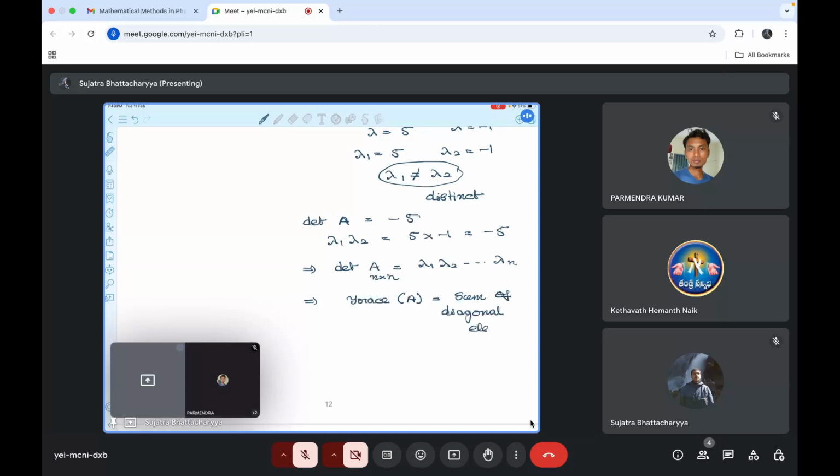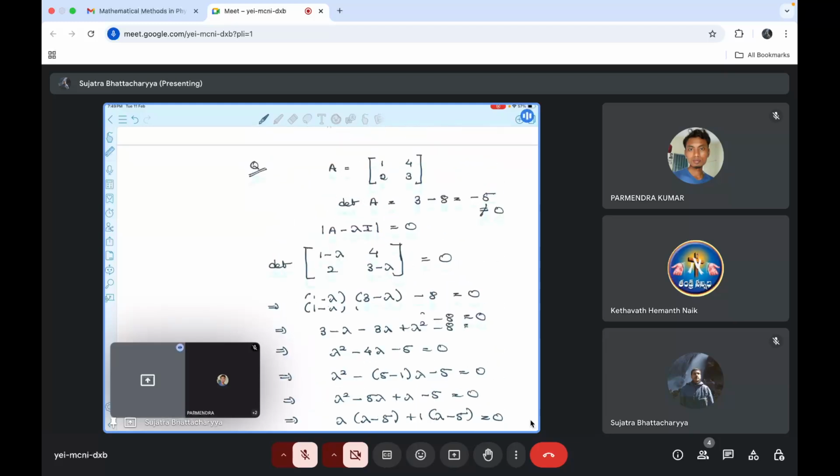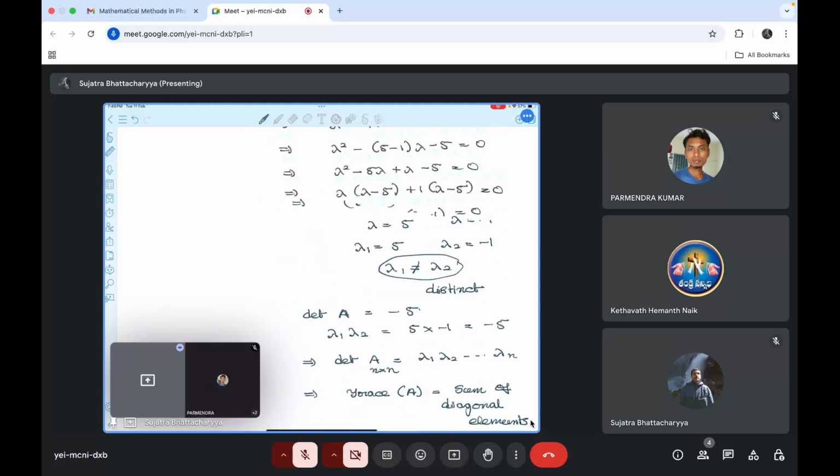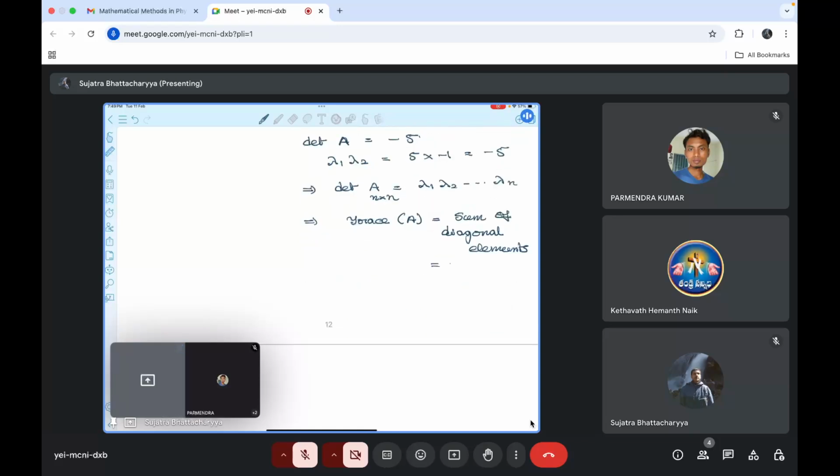Diagonal elements. Sum of the diagonal elements. So what is the sum of the diagonal elements here? 3 plus 1, 4. So the trace of A is 3 plus 1, which is 4.